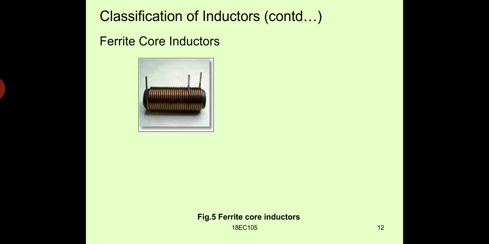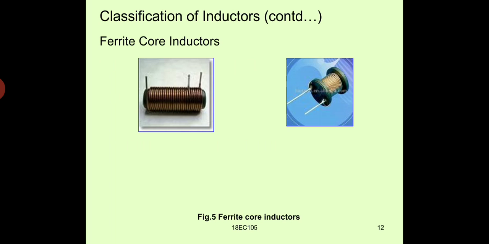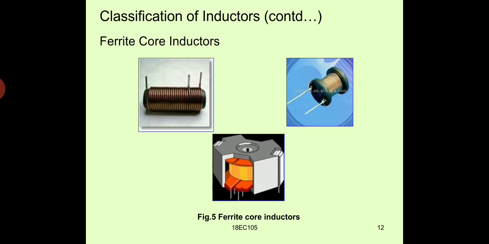And here you have the figure for the ferrite core inductors. Here you can see there is a ferrite core inside that black cylindrical one. And you have another one on the right side. There is a plastic bobbin, or the bobbin itself will be of ferrite core, and there is one more model at the bottom with a screw. That means you can sometimes vary the linkages that it makes with the coil.